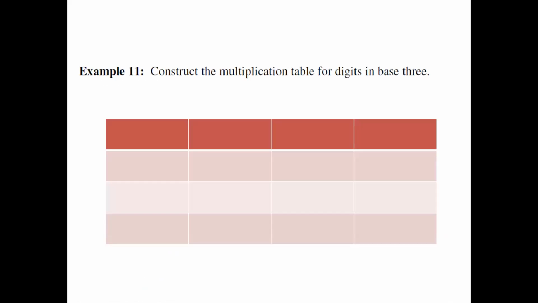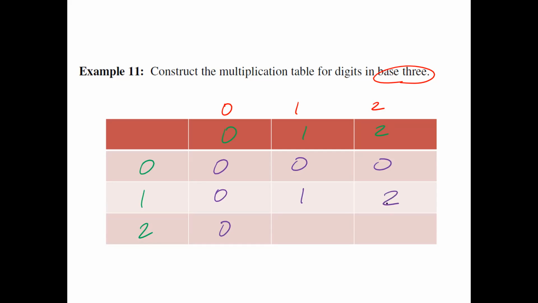All right, let's jump over to question number 11. It's asking to construct a table for digits based on 3. Given that it's a base of 3, you know you have to start with 0, 1, 2. And then over here, it is going to be 0, 1, 2. You know that 0 times 0 is just going to be 0. 1 times 1 is 1. 1 times 2 is 2. 2 times 1 is 2. So really, the only math you have to do is this one here.